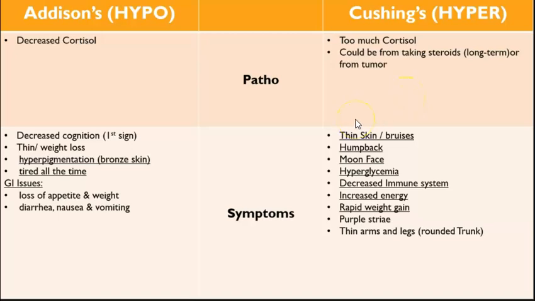What do they look like, your Cushing's patient? They're going to have thin skin, easily bruising. They're going to have that moon or round face, humpback, so on the back of their neck they've got a little hump.